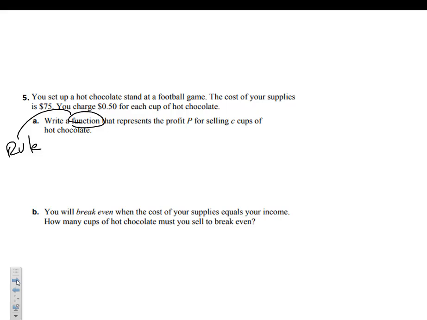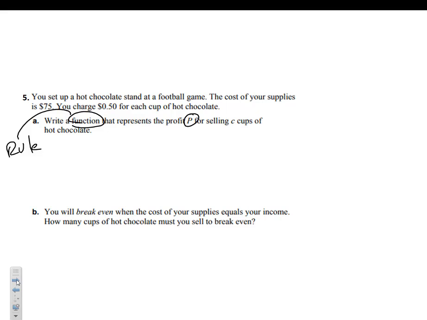All right, well, we have to decide which one of those, profit or the number of cups, is the dependent or the independent. Which one is which? So you have to decide. Is the profit dependent on the number of cups? So does profit depend on the number of cups of chocolate sold? Or does the number of cups sold depend on the profit? Well, you're absolutely correct in the first way. The profit is dependent on the number of cups.